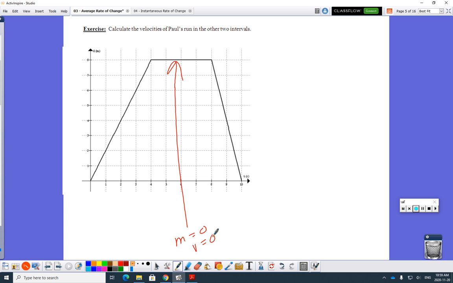One more time through this whole slope thing if you're still brushing the rust off of all that. In this section here, to get the slope, and I'm being a little more specific now, I'm writing down M equals rise over run. He went 8 meters, and it took him only 2 seconds. So he went 4 meters per second.